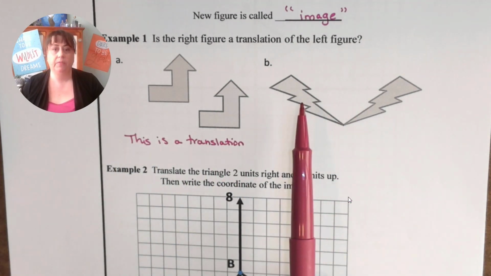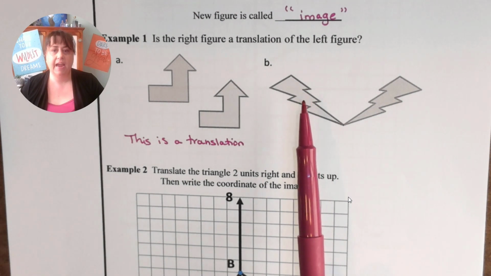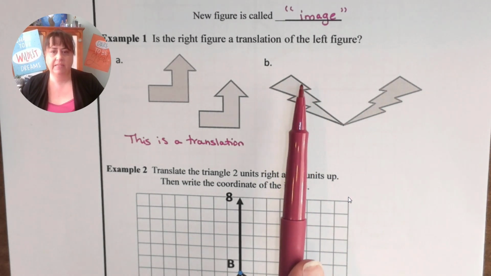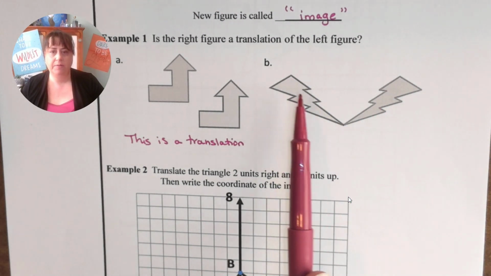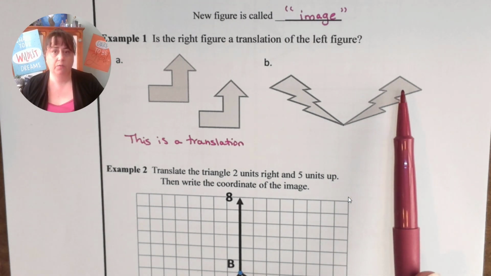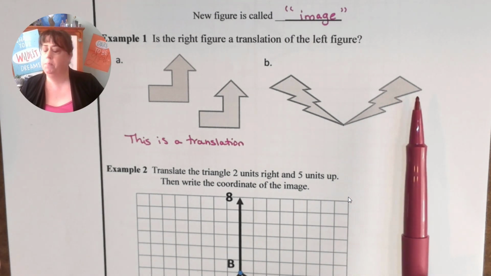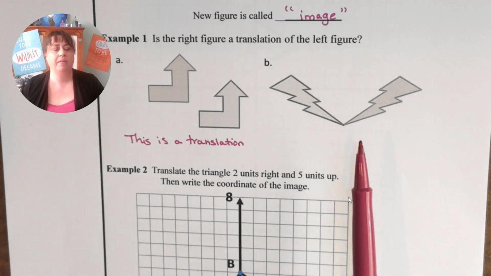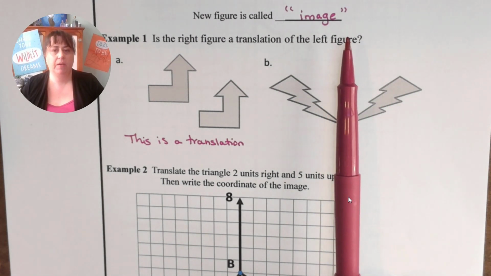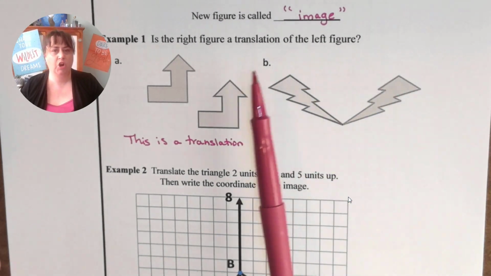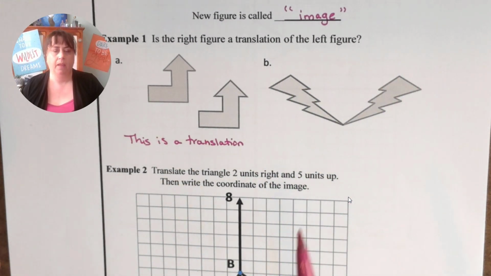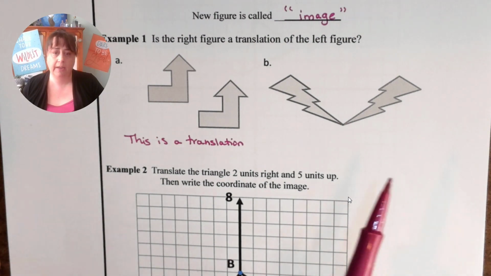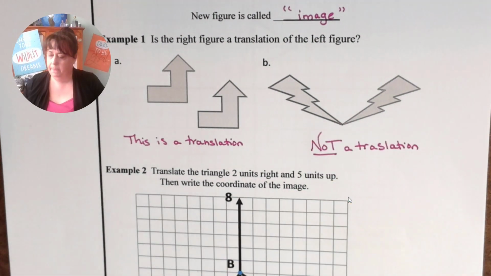Now let's look at this one. They are definitely congruent. But did I slide to go from here to there? If I slid it, it would still be pointing down. Is this the right-hand side pointing down? Nope. So this is not a translation. Can you think of what happened? If I put my right here, doesn't it look like I flipped it over or it's a mirror image? So we'll be talking about what those are later, but this is not a translation.